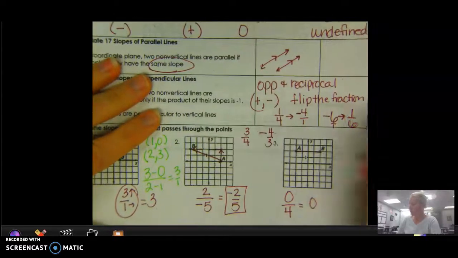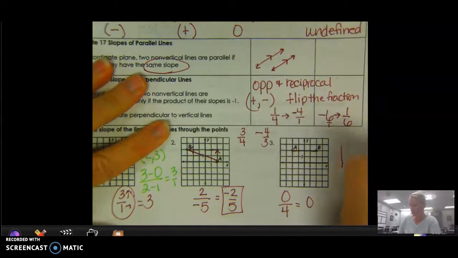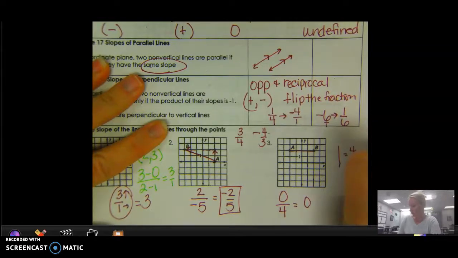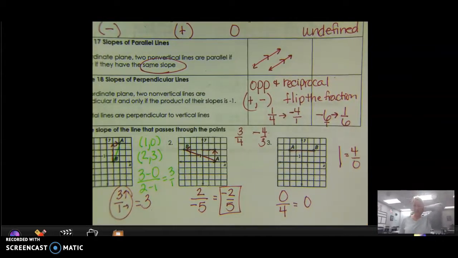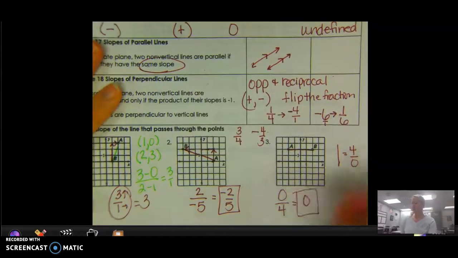Now, let's say that this was a vertical line. It would look different because it would actually be 4 over 0. If I do 4 divided by 0 on my calculator, what you'll notice is it'll give you a syntax error. You can't divide by 0. That's why it's undefined. Okay? So this one has a slope of 0.